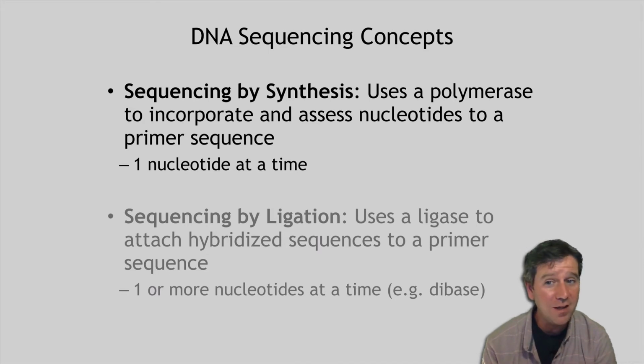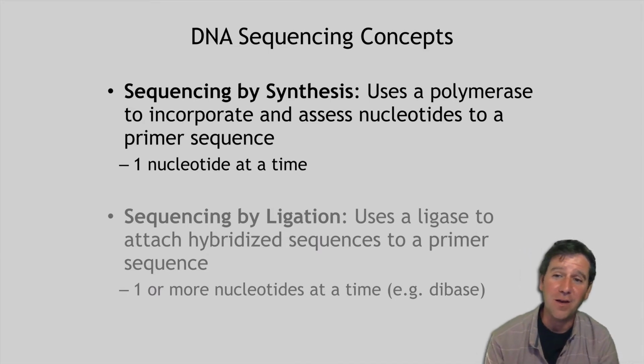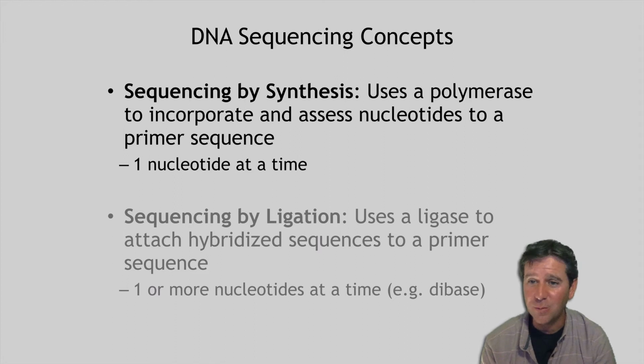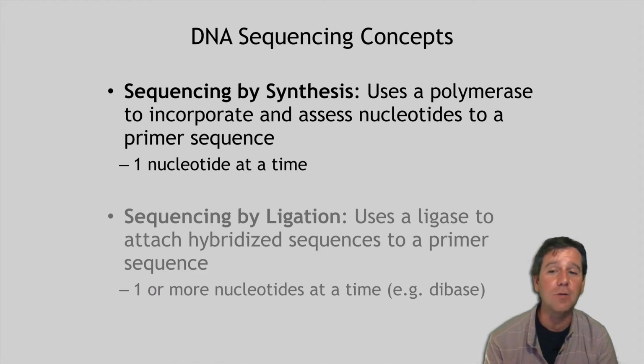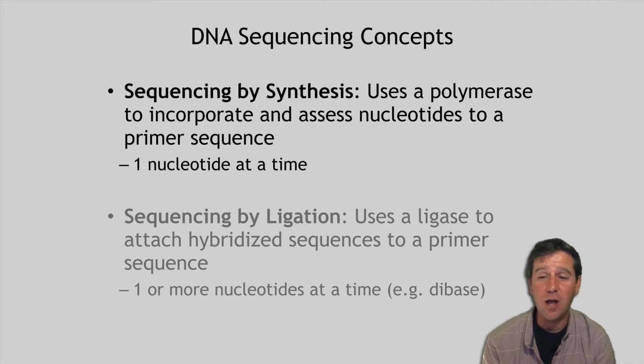This is the Illumina approach, and I would have also talked about an alternative approach that doesn't use a polymerase but uses a ligase, so-called sequencing by ligation. But really, there's no need, you can see it's grayed out here, to talk about sequencing by ligation, because Illumina has won this battle. Sequencing by synthesis, using a polymerase to incorporate and assess nucleotides by a primer one at a time, is now the be-all and end-all, really.